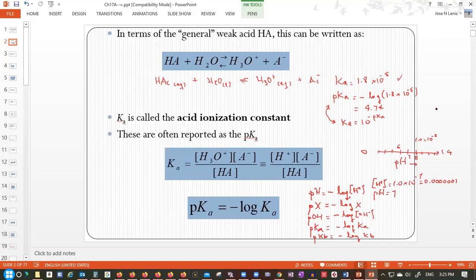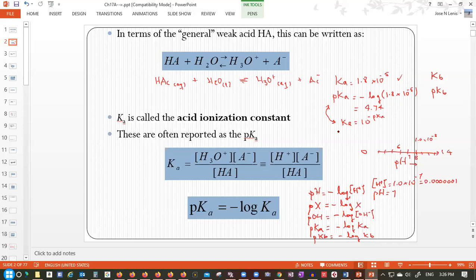You can do the same thing, same idea, with Kb's. So you have the Kb. Sometimes it's more convenient to talk about pKb's. So you do the same treatment with your numbers. All right, this is just to refresh memory about Ka's.